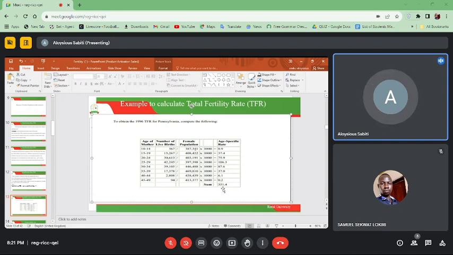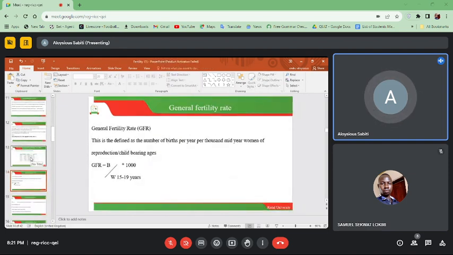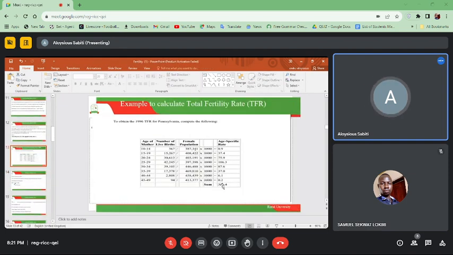So for you to compute the total fertility rate, you should add all these age-specific rates, which sum gives you 351.4, and you multiply this figure by 5, and it will give you the total fertility rate for Pennsylvania at that particular year.